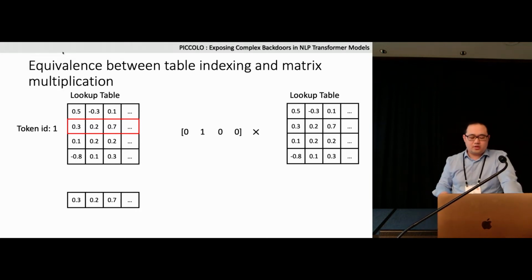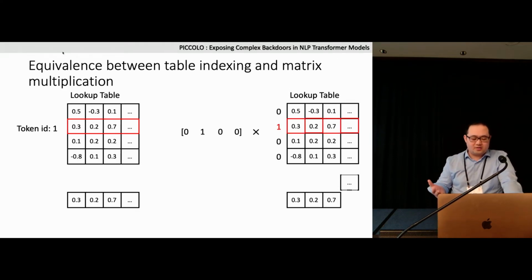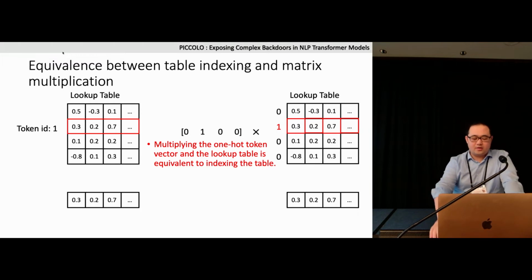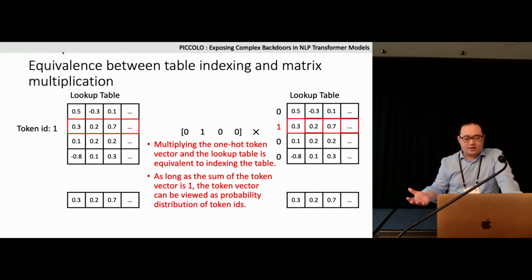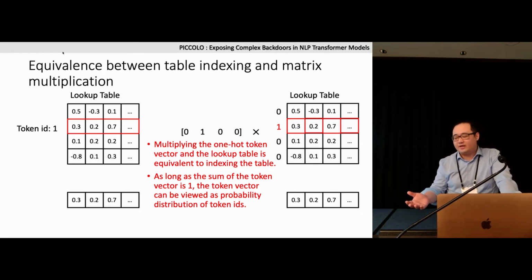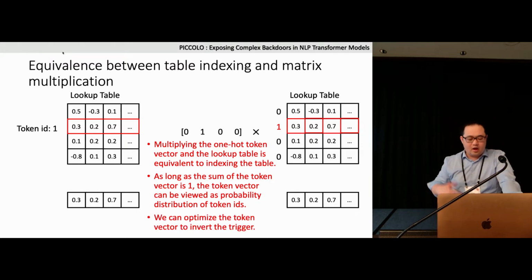Then do a matrix multiplication on the lookup table. We can simply also get the same vector, 0.2, 0.3, 0.75. And this is equivalent. So multiplying the one-hot token vector and the lookup table is equivalent to indexing the table. And if we think about it, as long as the sum of the token vector is 1, the token vector can also be viewed as a probability distribution of the token IDs. So we can optimize on this token vector to invert the trigger.